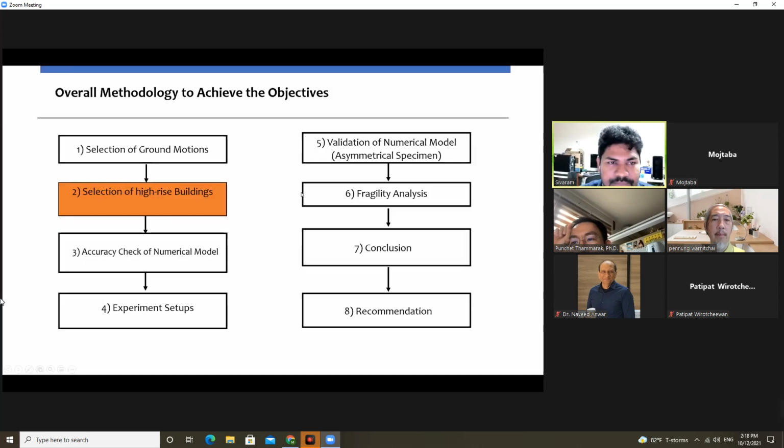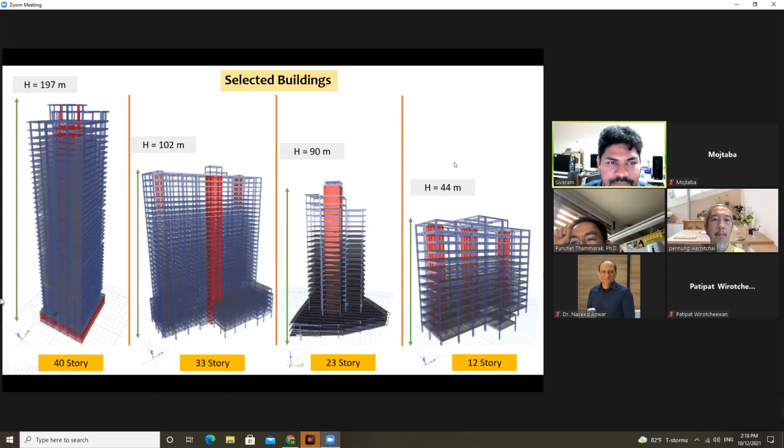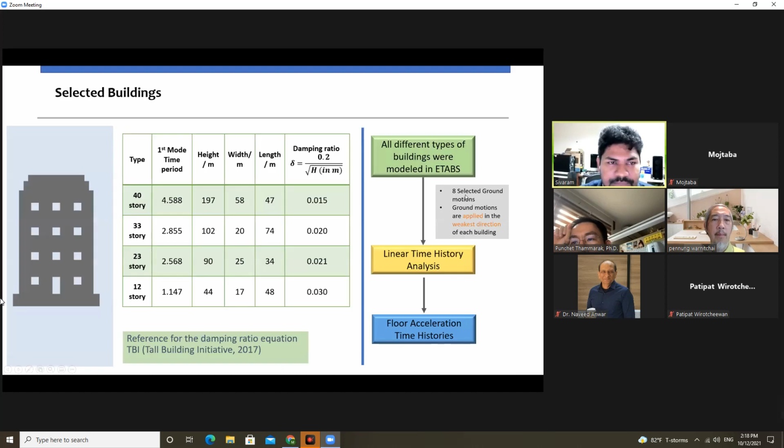Next, we'll go for the selection of high-rise buildings. Here we choose 4 different types of high-rise building: 40-story, 33-story, 23-story, and 12-story. So these are the parameters. All different types of buildings are modeled in ETABS. We choose 8 ground motions.